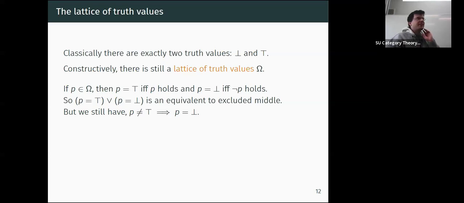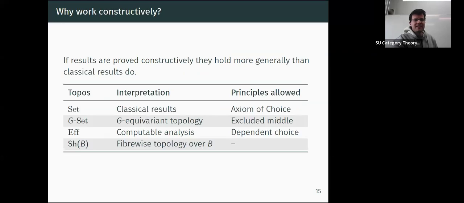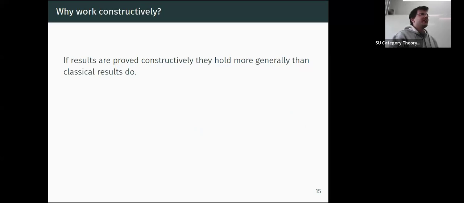But we will see more of that next time. I think it's probably time to stop. We will continue next time, but I just want to end with a question: why are we bothering? Why should we work constructively? The idea is, when you prove a result constructively, it's going to hold in much greater generality than the classical results hold. So when you prove it constructively, you will get the classical results, but you can also get other things.